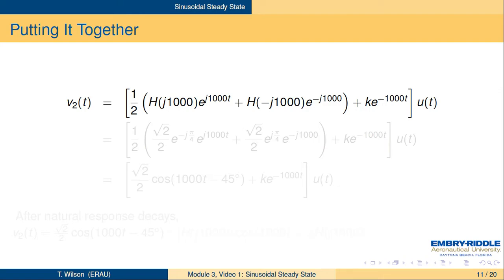So let's plug these in here now. We've got values for h of j 1000 and h of minus j 1000. So we plug them in. There's a missing t in that first equation there.